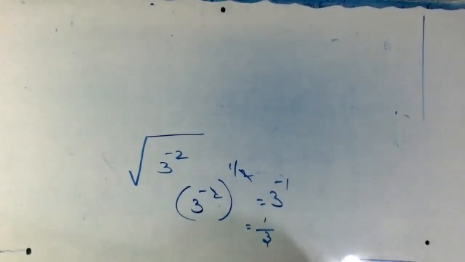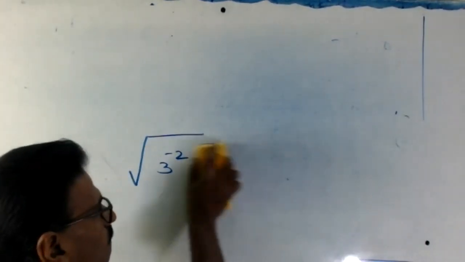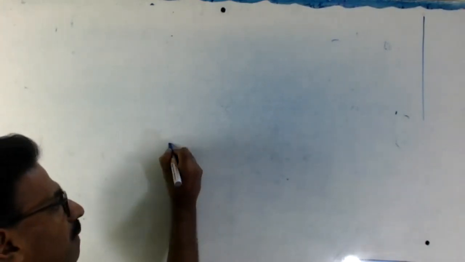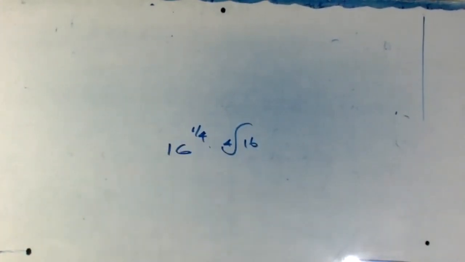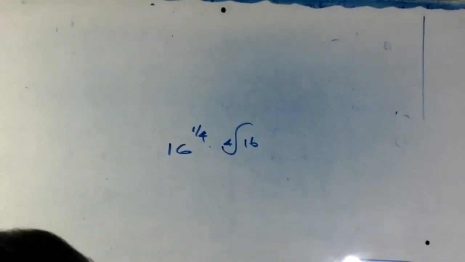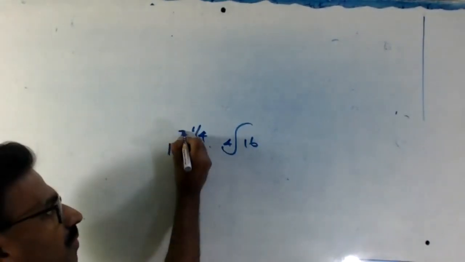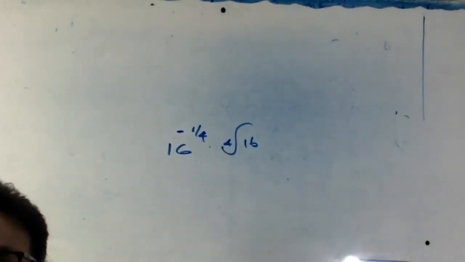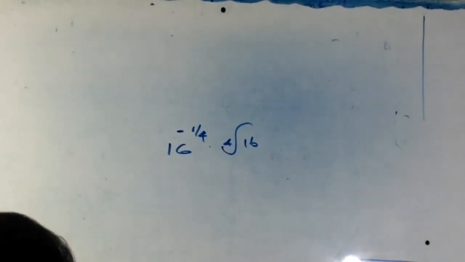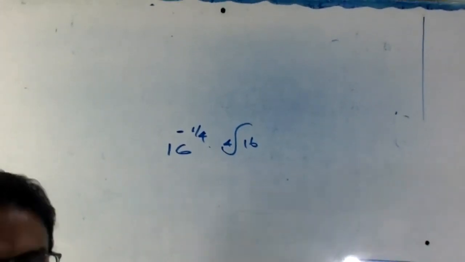Okay, next question. Look, next one: 16 raised to minus 1 by 4 into 4th root of 16. Not in a hurry. You take your time and finish it.